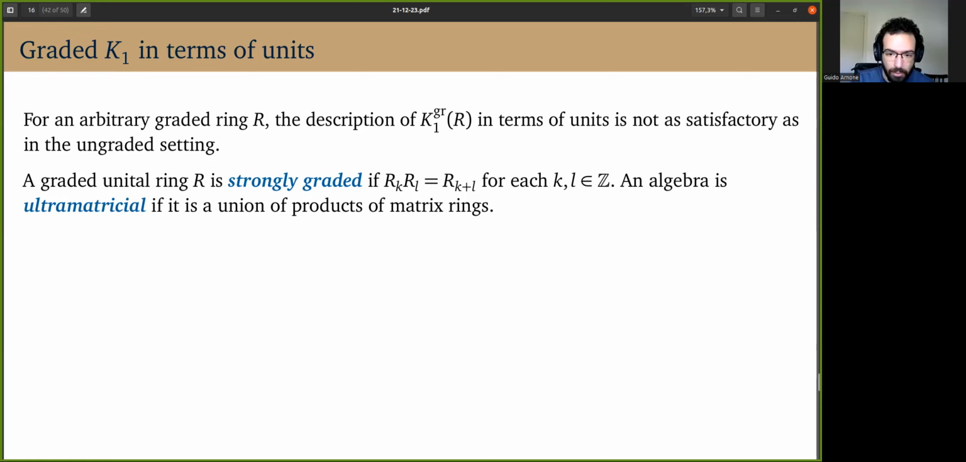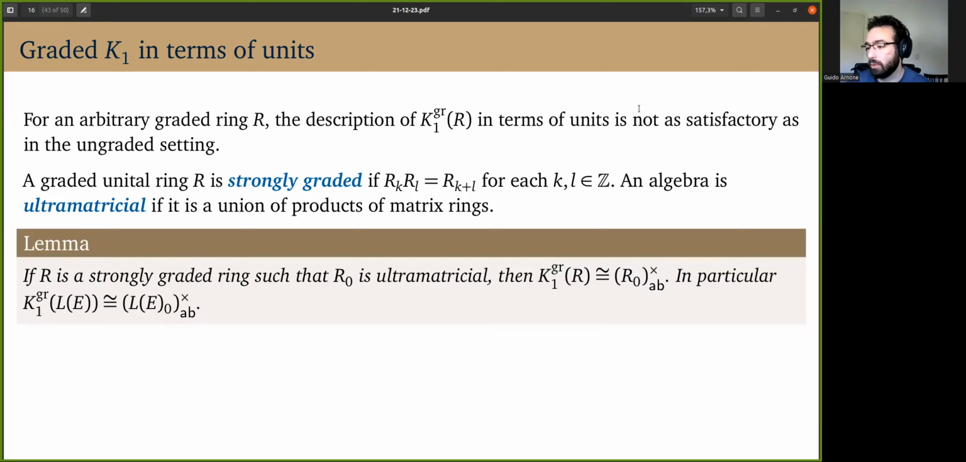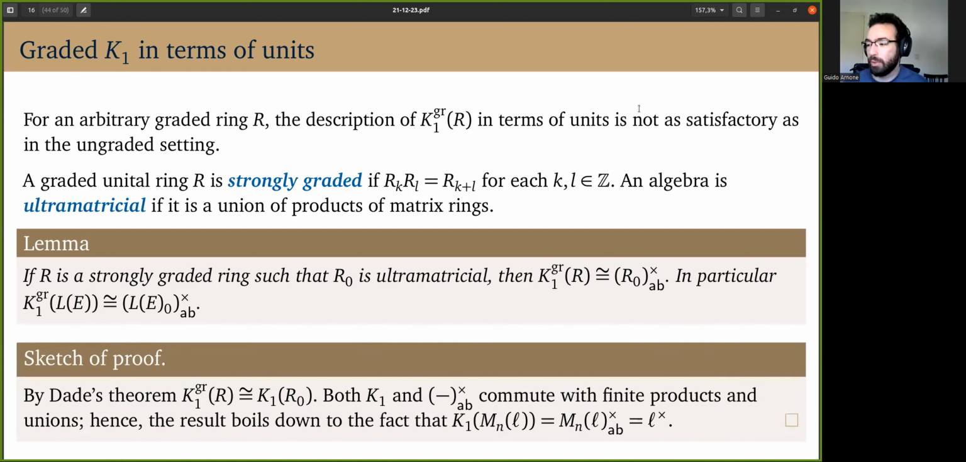When these two things hold, we in fact can give a description of K1 in terms of units, but units of the degree 0 component. If R is a strongly graded ring and its degree 0 component R0 is ultramatricial, then graded K1 is precisely the units of the degree 0 part abelianized. In particular, this applies to our Leavitt path algebras, which were the example of interest in the talk. The proof is simple enough to do in the general case, so let me just say two words about it.